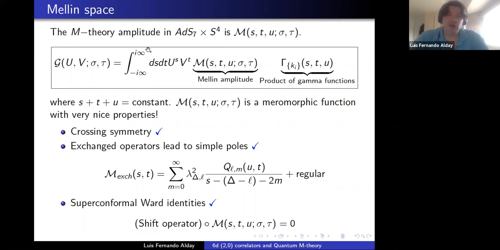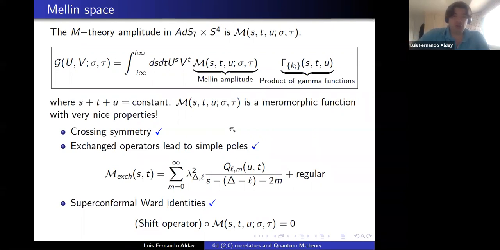And through this transform it is equivalent to the correlator of the (2,0) theory. Now, this function is a meromorphic function and has very nice properties. So it has crossing symmetry, which corresponds to exchange of s, t and u with some reshuffling of sigma and tau.